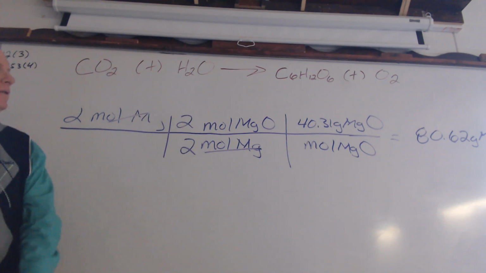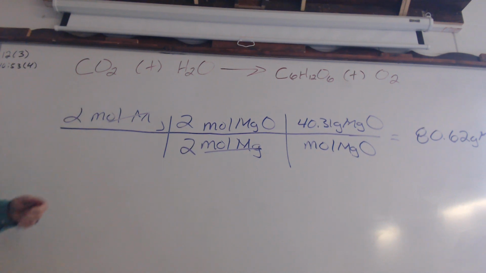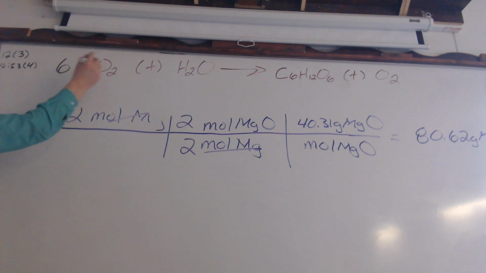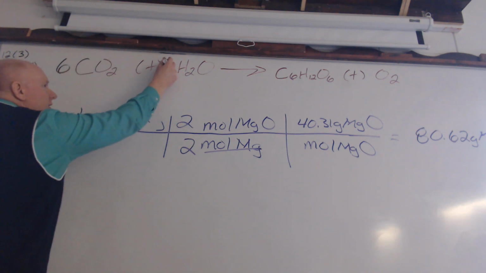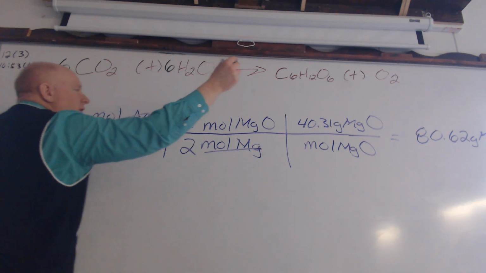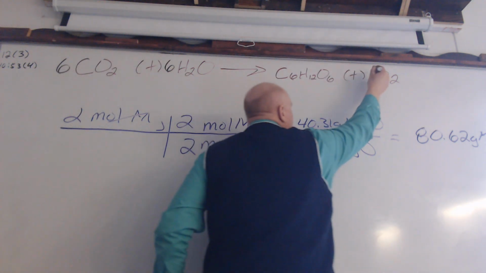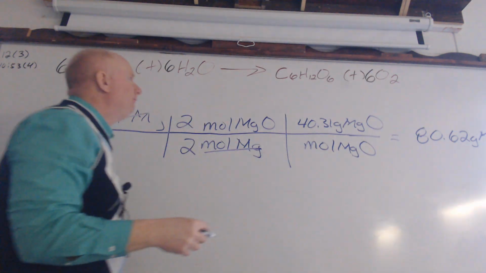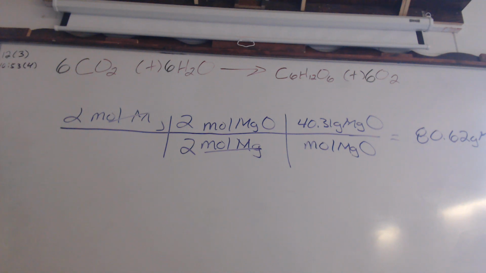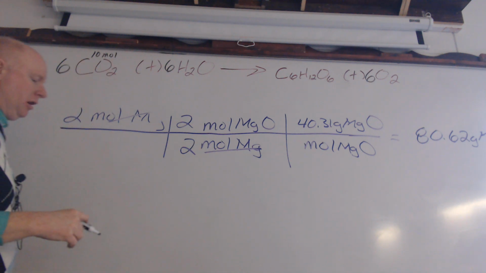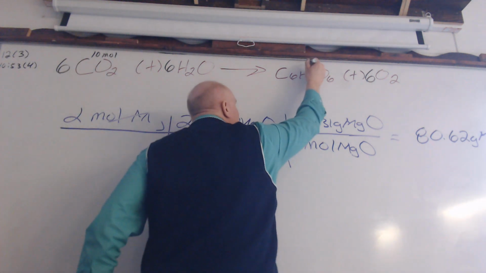Anyway, so what are our coefficients? We've got 6, then 1 and 6. And if I remember, we got 10 moles of this? So we've got 10 moles of carbon dioxide, and we want to know how many grams of this is produced.